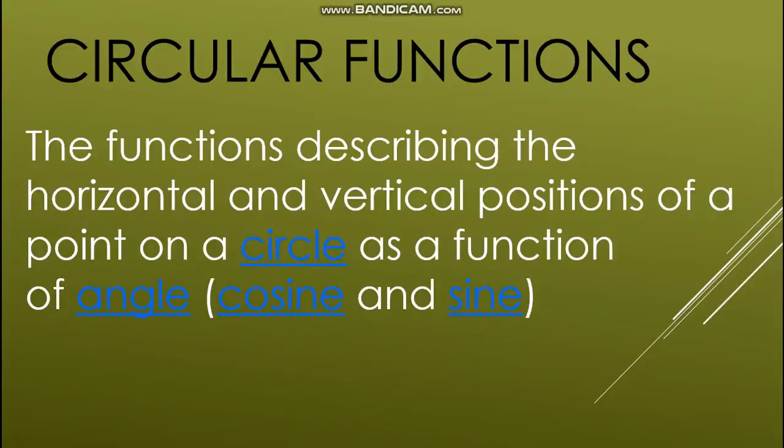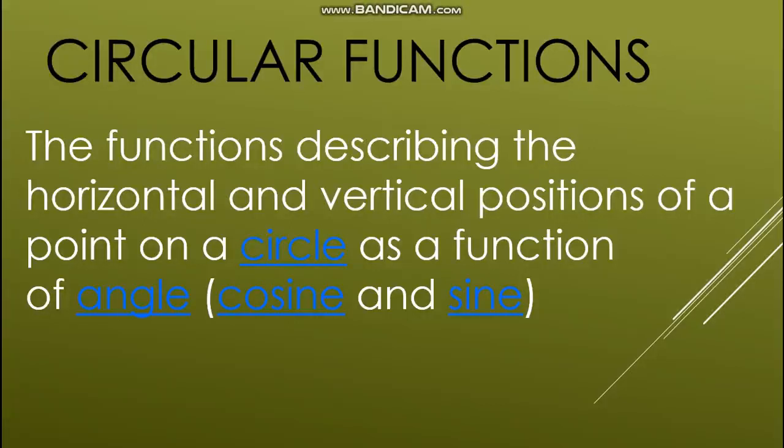The functions describing the horizontal and vertical positions of a point on a circle as a function of angle, like cosine and sine. Meaning, we're going to determine the six trigonometric functions of any angle. Okay? Angle in standard position that will show the location of a point on the xy plane. So, kailangan alam natin yung horizontal and vertical distance of this point. Okay? Para makuha natin yung six trigonometric functions of the angle. Or vice versa, given yung angle, alamin natin yung horizontal and vertical distances.